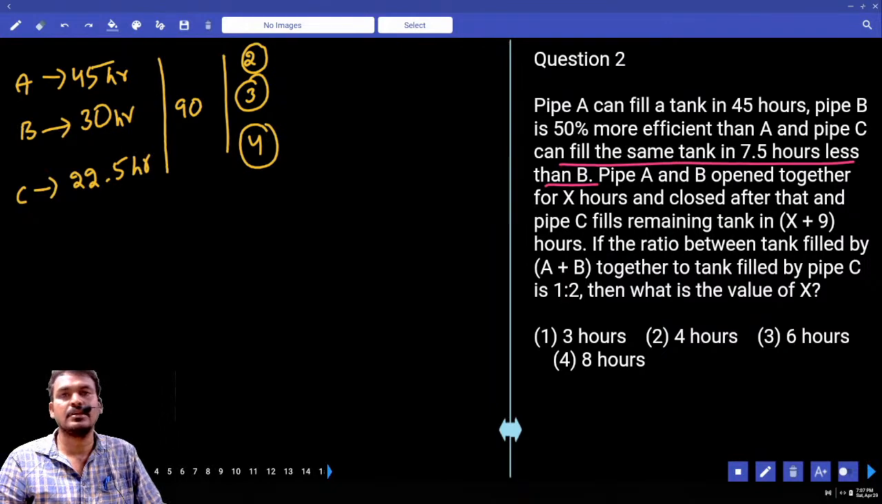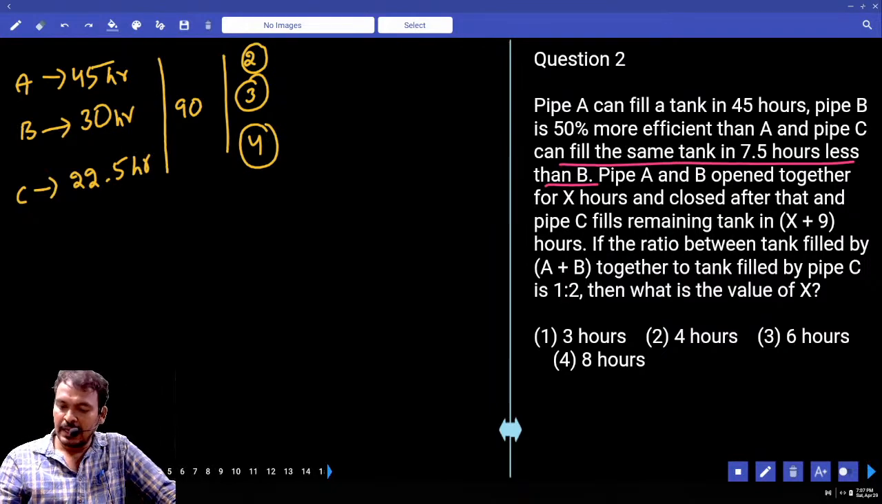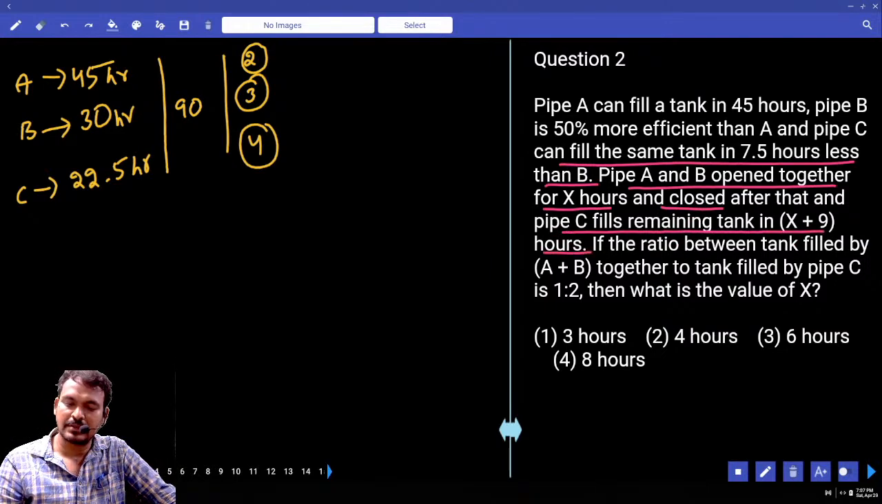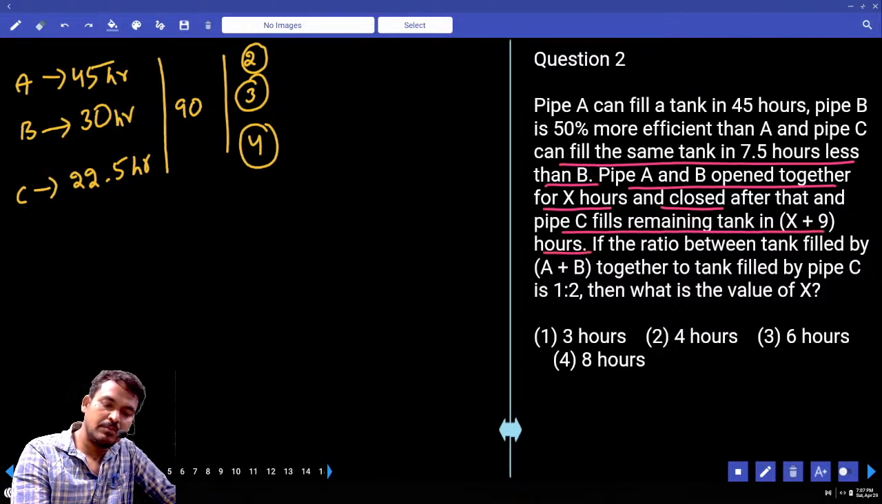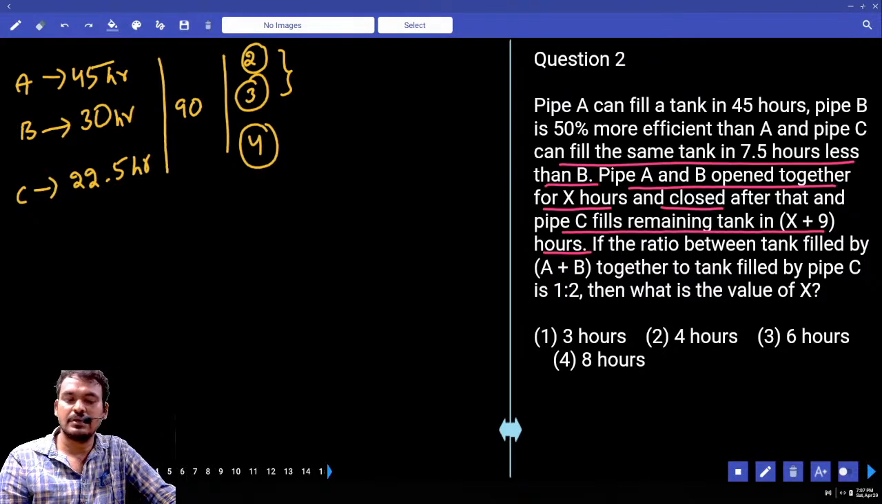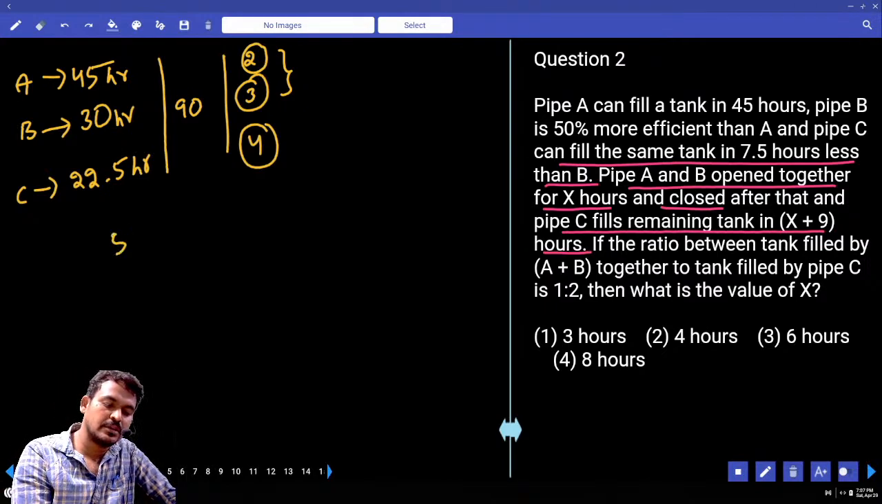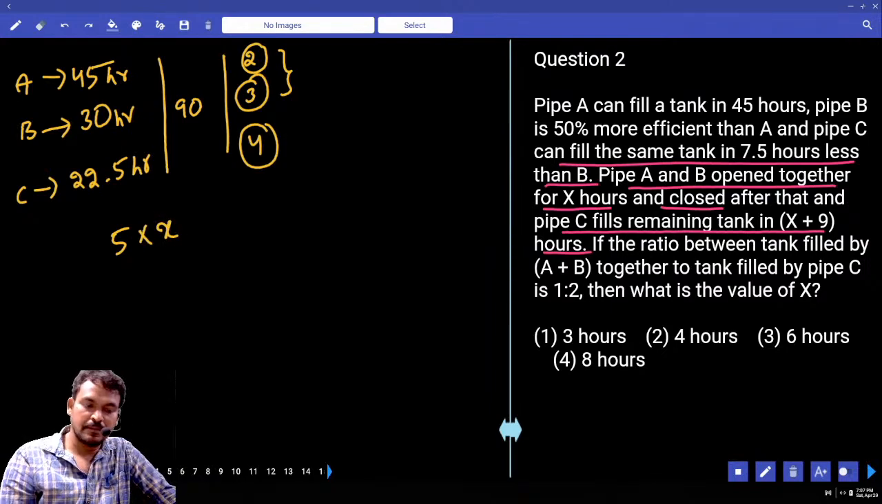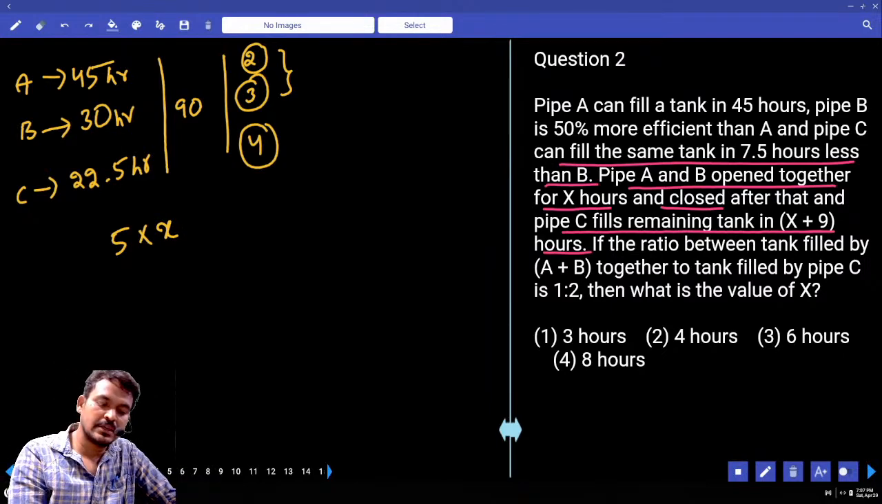Those are efficiencies or times? Efficiencies. Next, pipes A and B open together for X hours and are closed. After that, pipe C fills the remaining tank in X plus 9 hours. A and B together are open for how many hours? X hours. What is the combined efficiency? 5 parts, open for X hours. Next, only C is open for how many hours? X plus 9. What is C's efficiency? 4 parts multiplied by X plus 9.